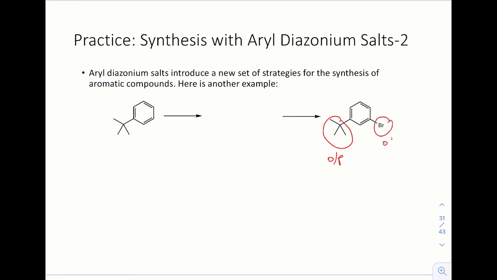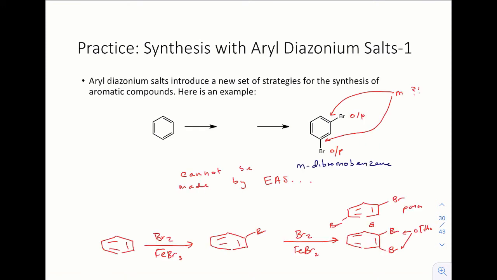Ortho-para-director, ortho-para-director, but they have a meta relationship. Let's start with this example. See if you can propose a synthesis, and you know this needs to come from the aryl diazonium salt. So start with that information and work backwards. That's a huge hint. Give it a shot.